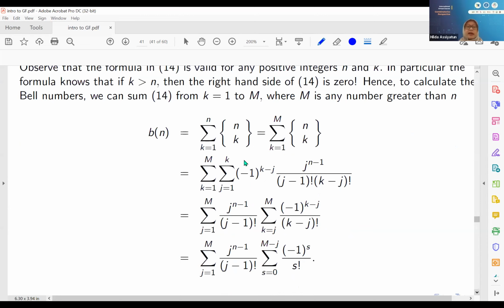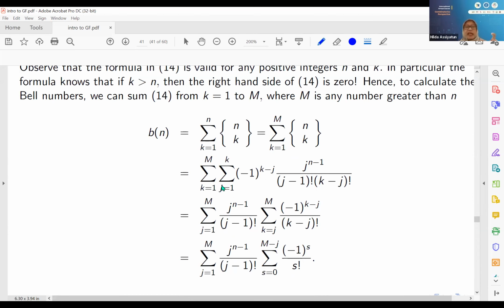Okay, and then we plug in the explicit formula for a Stirling number. This is the messy one we already obtained before. From here we do some tidying up. Now we interchange the summation. Here we start with k, followed by j. Now we change it: we start with j, followed by k.